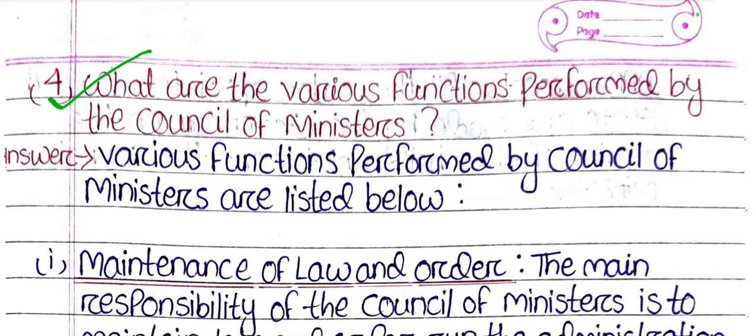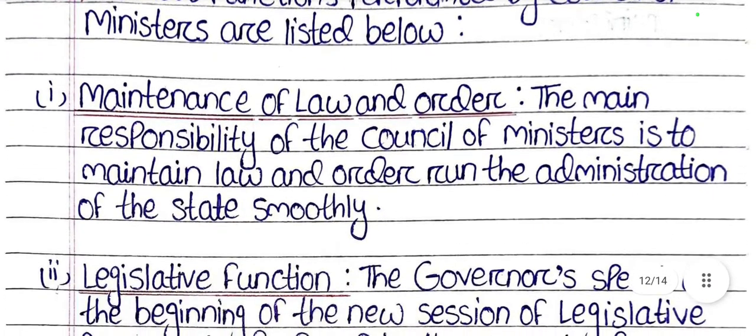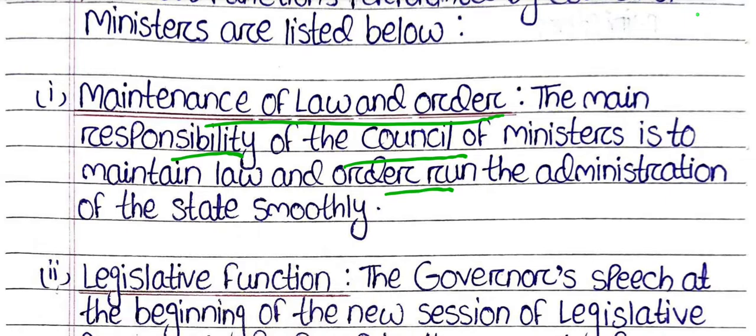So what are the various functions performed by the council of ministers? Various functions performed by council of ministers are listed below. So first is maintenance of law and order. The main responsibility of the council of ministers is to maintain law and order and run the administration of the state smoothly.